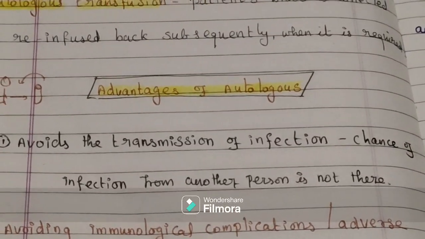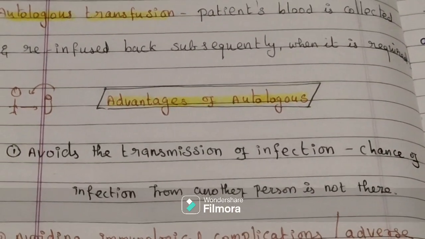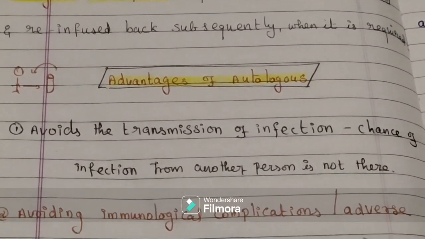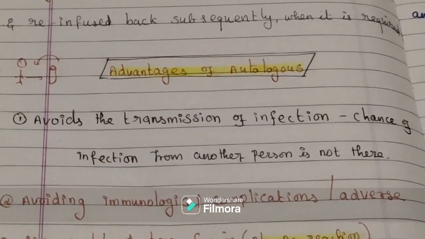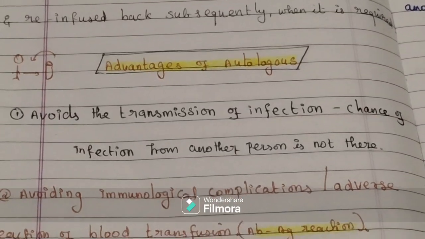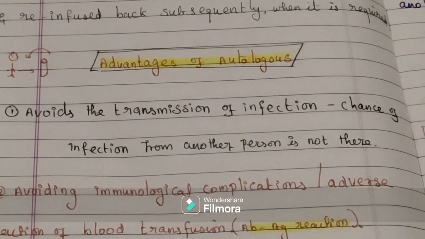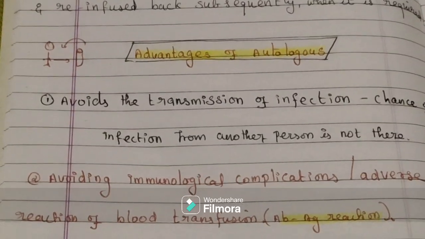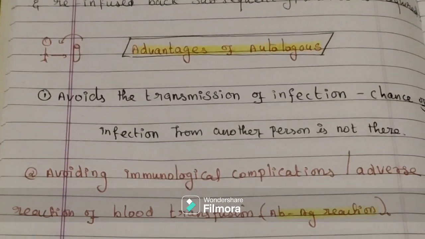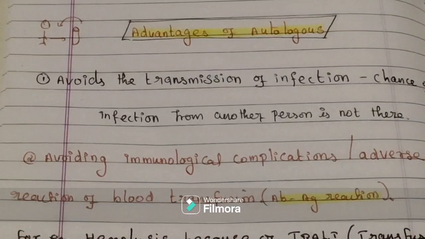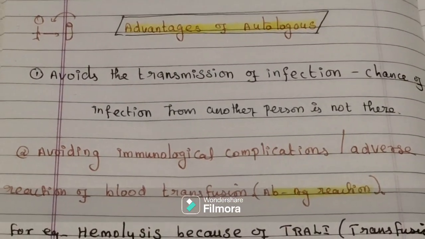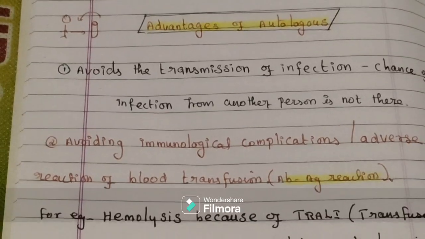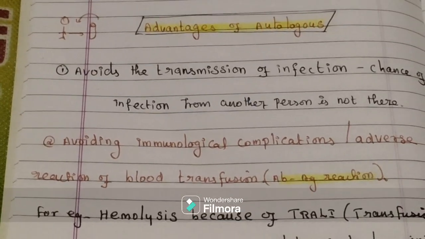So the chances of infection from another person are not there, because the same blood from one person is going back to that same person, so the risk of transmission is considerably reduced. We reinfuse the blood to the same person, so the chances of transmission of infection are very low. Second one is avoiding immunological complications.